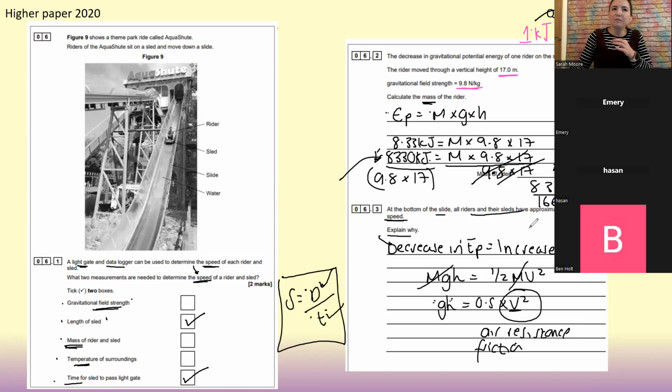And wherever you need to link these two equations together, we do use this assumption. Of course, it's not 100% efficient transfer because energy will be lost through friction and through air resistance, but we're always asked, or usually asked, to ignore losses due to air resistance and due to friction. So if you're doing the higher paper, it'd be really good to focus in on practicing linking these equations together, the equation for GPE and the equation for kinetic energy.